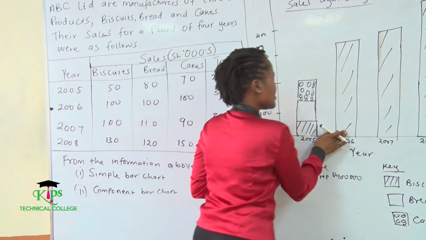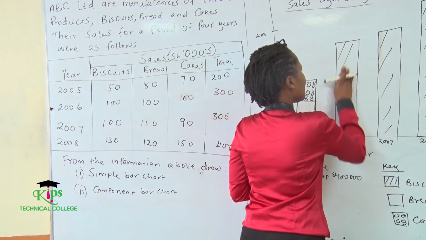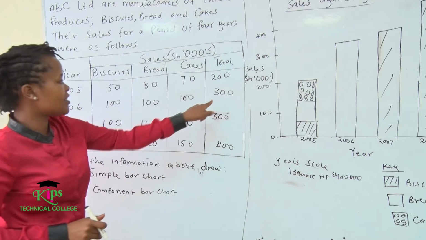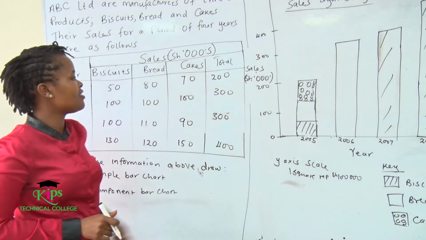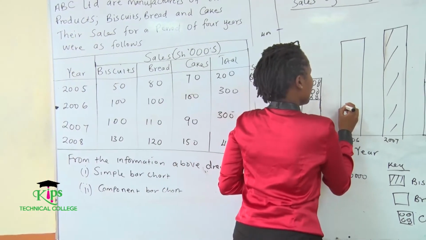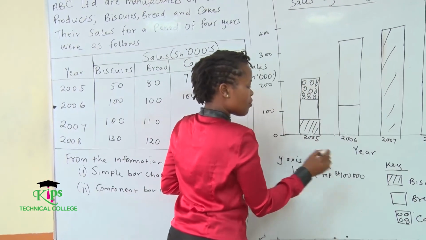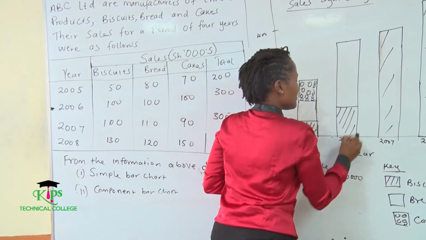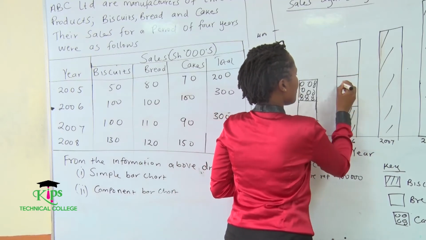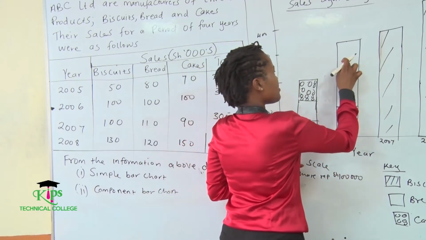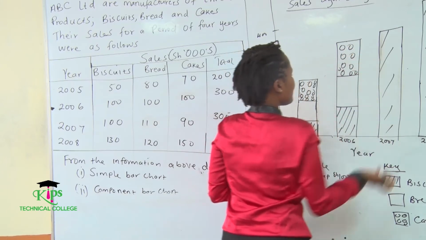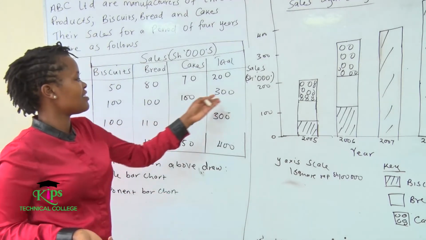So we do the same for 2006. The total is 300. We already have a bar for 300. And then we have 100 for the first year, so we have 100 for biscuit. Then we have the other 100, it's for bread. Then the remaining is for cake. Simple as that. This was easier because it was 100, 100, 100.